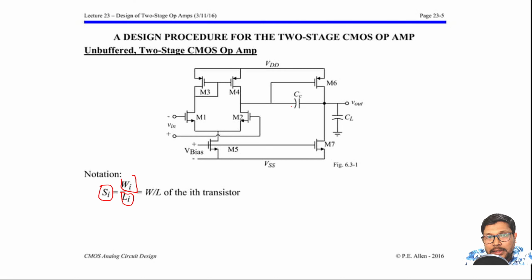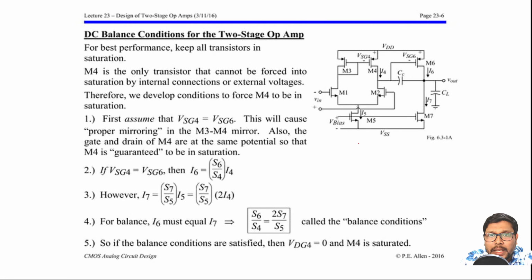CL is load capacitance, CC is your coupling capacitance or Miller capacitance, VDD and VSS. So these are the notation. For best performance in an amplifier, it is always required that all the transistors should be in saturation, and here we will go with the gm/Id method to know the operating points of the transistors.